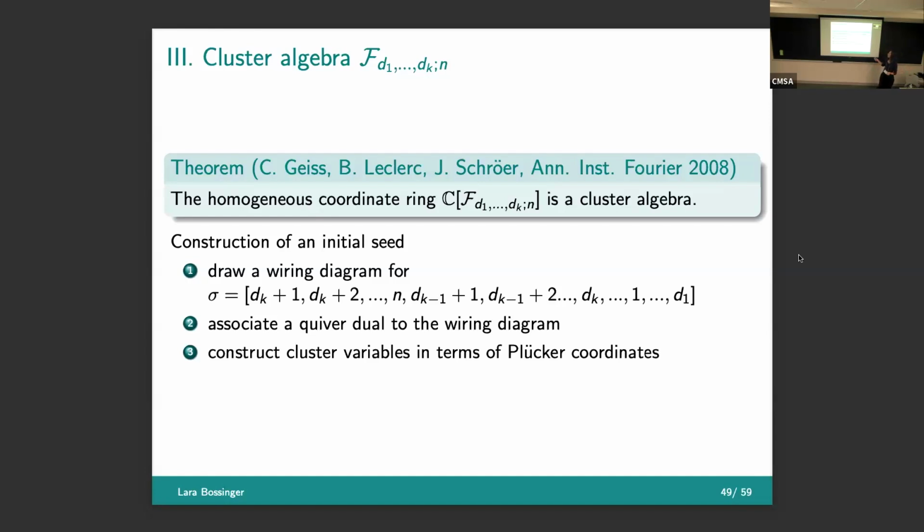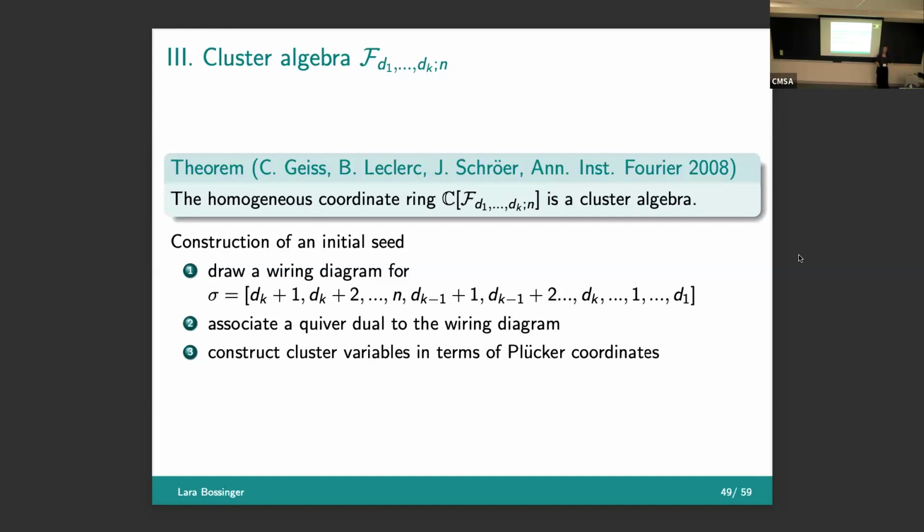There's a permutation associated to a partial flag variety, and that is this one. So d_1 to d_k are my integers. I start with d_k plus 1, d_k plus 2, and so on, and run all the way until n, and then I go to d_{k-1} plus 1, and so on until d_k. So it's like the derangement we saw in the Grassmannian, where we just had 2 consecutive intervals in the image, but here we have 1 block for each d_i. And the last one is 1 until d_1. So we will draw a wiring diagram, a graphical presentation of this specific permutation, that's the first step.